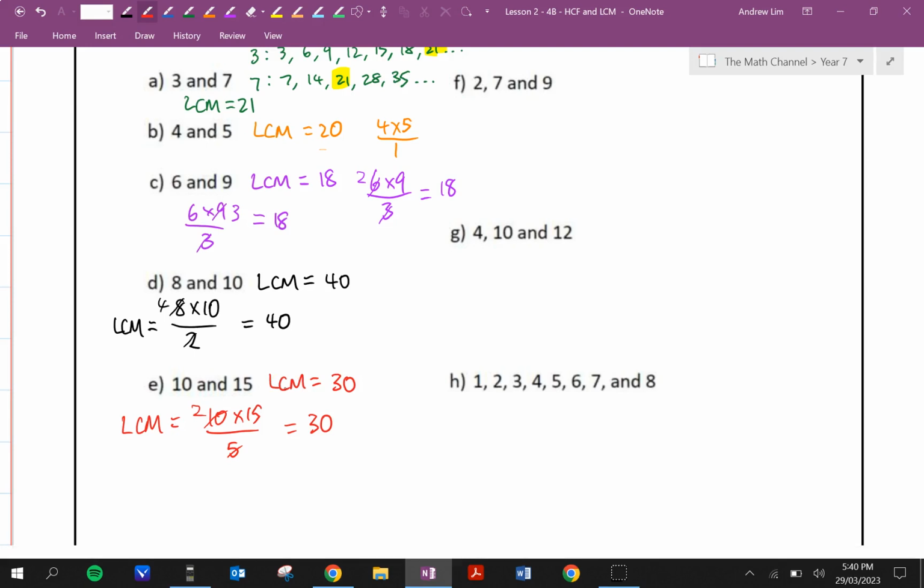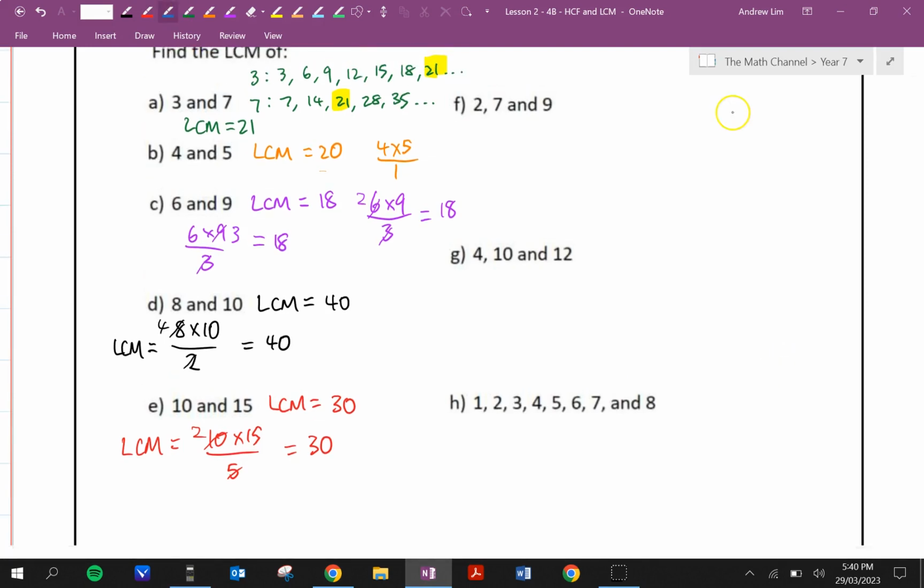So how do we apply this to question F, G, and H? So question F, we need to actually do it multiple times. So I'm going to do it with these two first. The lowest common multiple of 2 and 7 is 2 times 7 divided by, well, what's the biggest number we can divide them both by? Just 1. So it's 14.